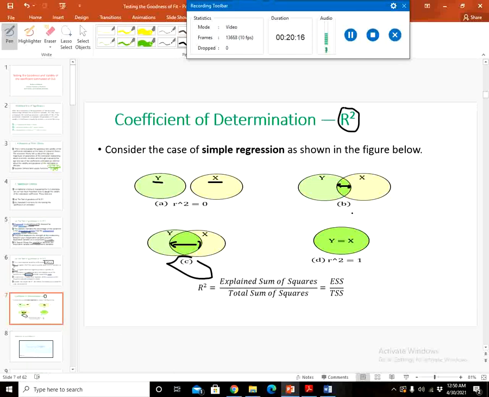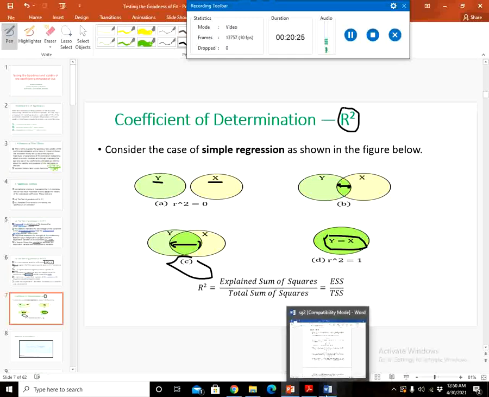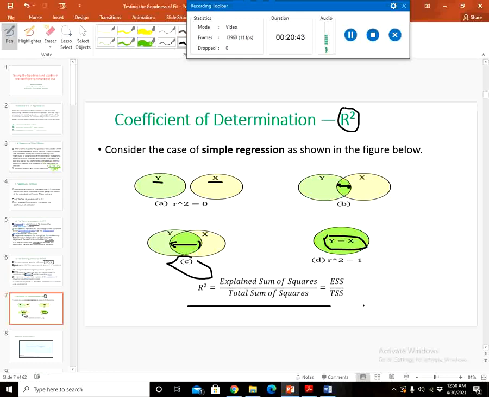Here we see the perfect model, where Y is equal to X. It means the variation of Y and X are equal, and 100% of the variation in the dependent variable Y is explained by the independent variable X, and in this case if we calculate, the R-square will be equal to 1. Similarly, here we have just presented the formula of R-square. R-square is equal to explained sum of squares divided by total sum of squares.